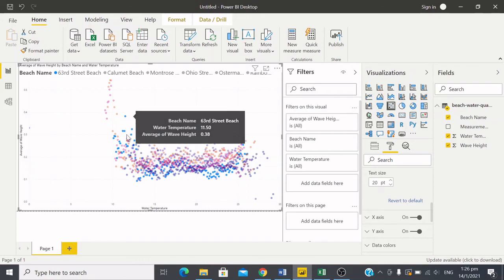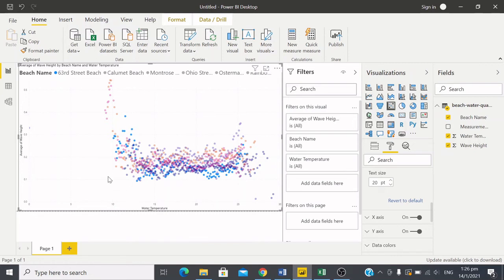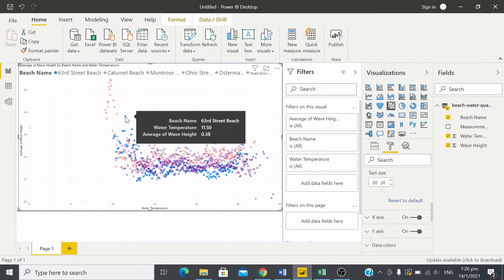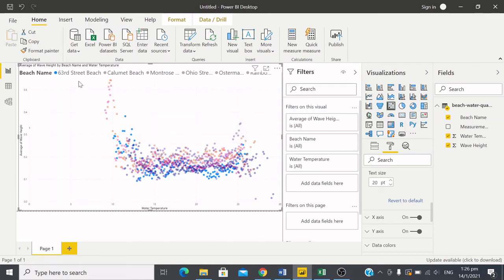The data points do have the same behavior. When the temperature is lower than 13 or 15 roughly, somewhere around here is 13, the wave heights are higher, and as the temperature increases, the wave heights become lower generally. So this is what is happening at the 63rd Street Beach. But you see the highest dot here, this is the highest wave. The waves at 63rd Street Beach are not that high in comparison to this.